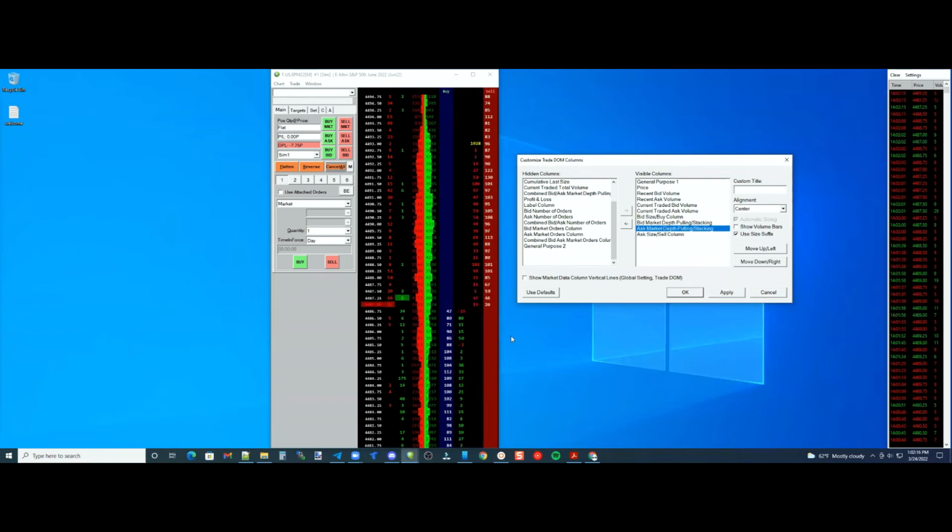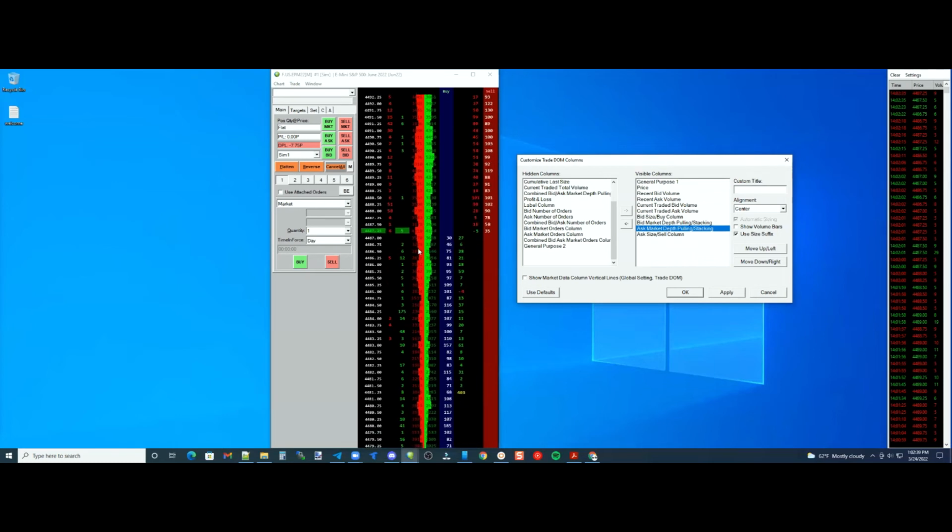All right. So now I can see my pulling and stacking. The way I have it set up, when this goes flat negative red, I know they pulled all the bids. When this goes flat negative green, I know they pulled all the offers. Right now, we're just in balance. So we're just sitting here and it's stacked on both sides, and it's just kind of flipping back and forth. The computers are just chopping up retail traders.